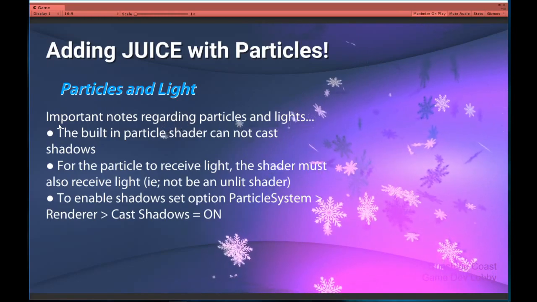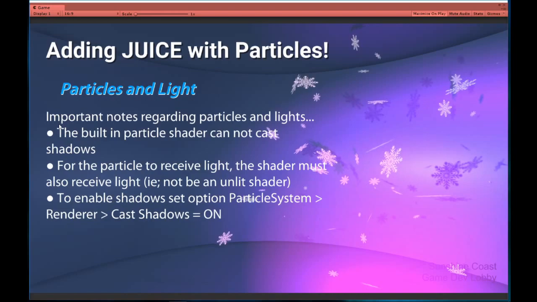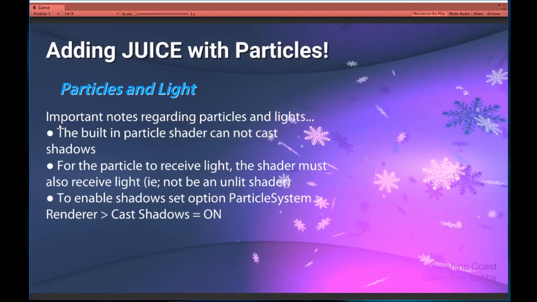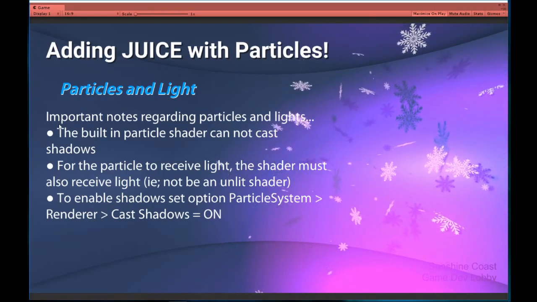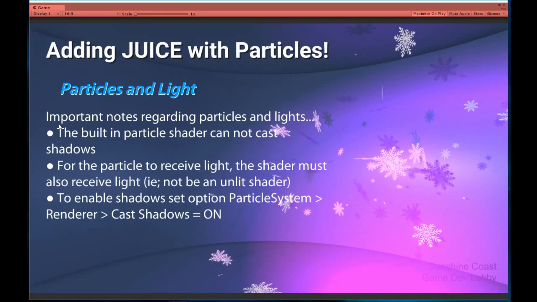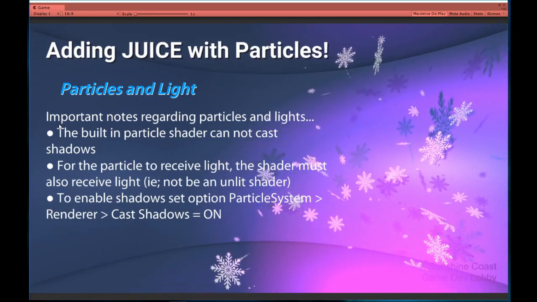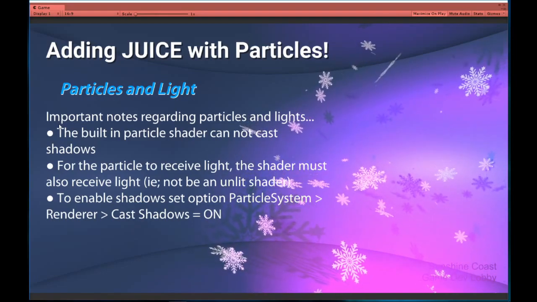So it will need to have, I think it's a geometry tag in the shader, or just use some of the other default ones. I think this one's just using the vertex lit standard diffuse. To cast shadows, you need to enable the option in the renderer. So it's just particle system, renderer, cast shadows, turn on. And there you go, it looks pretty cool.